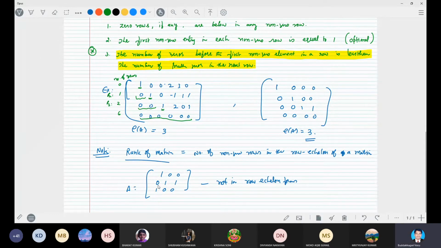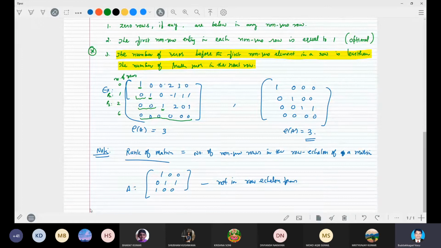Means the number of zeros before the first non-zero entry in each row is less than the number of such zeros in the next row. So here 0, here 1, here 0. Therefore it is not following in the second and third rows, right? So this is not in row echelon form, but the matrix can be reduced into row echelon form using some elementary row operations.